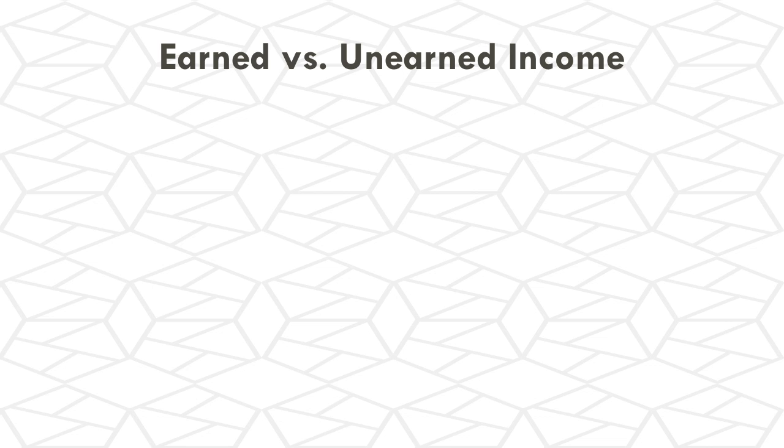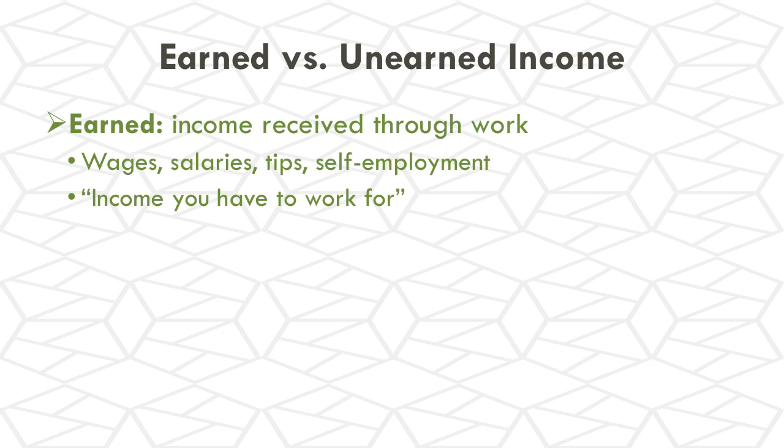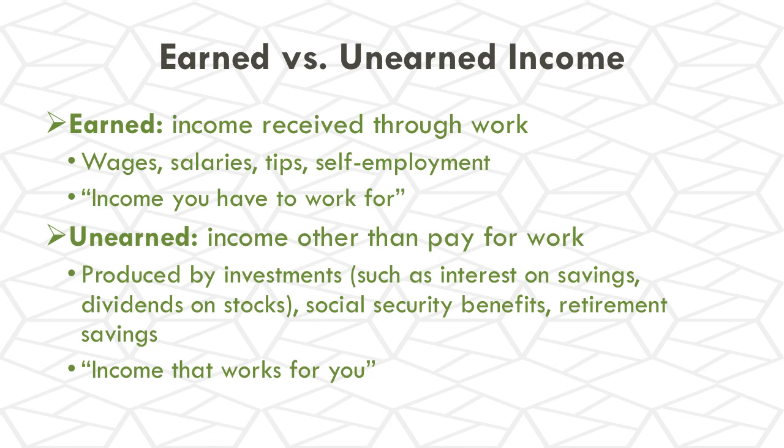As you should remember from the tax terminology lesson, earned income is income received through work. And those include wages, salaries, tips, self-employment income, etc. Unearned income is income other than pay for work. And it is produced by investments, so that would be such as interest on savings, dividends on stocks, Social Security benefits, as well as retirement savings. All of those are considered unearned income.